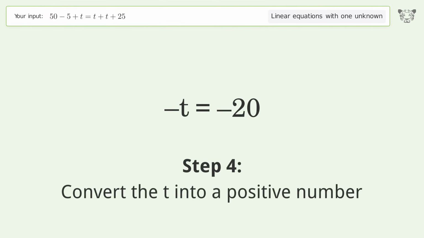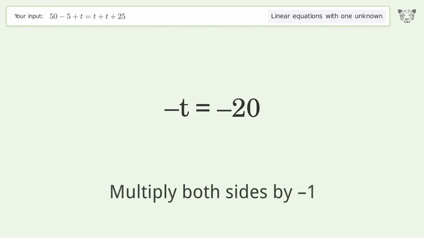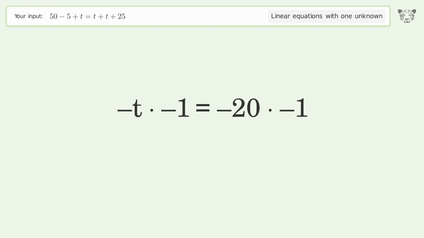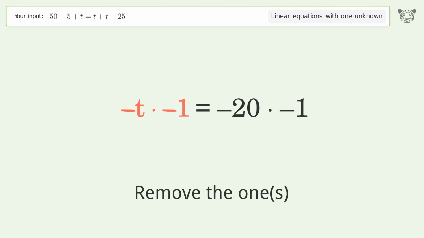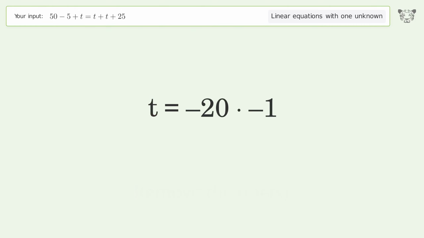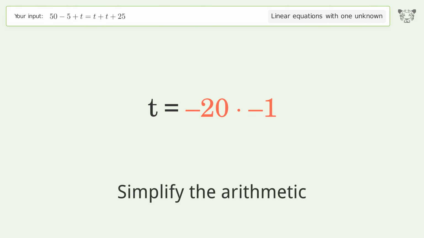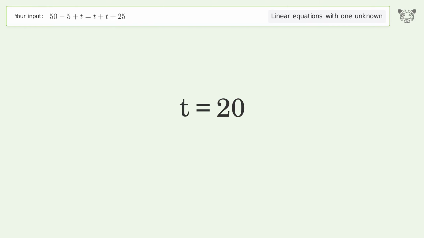Convert the t into a positive number. Multiply both sides by -1. Remove the ones. Simplify the arithmetic. And so the final result is t equals 20.